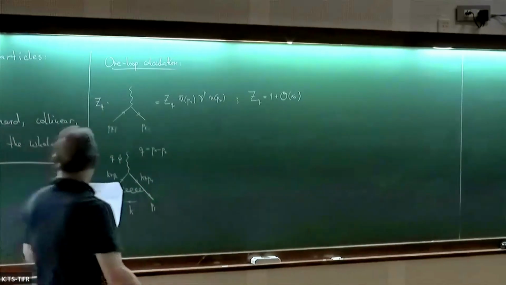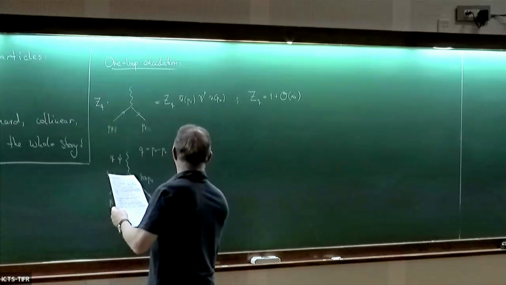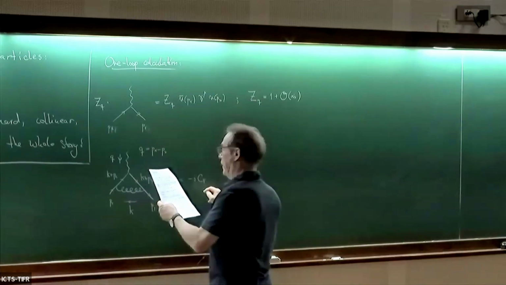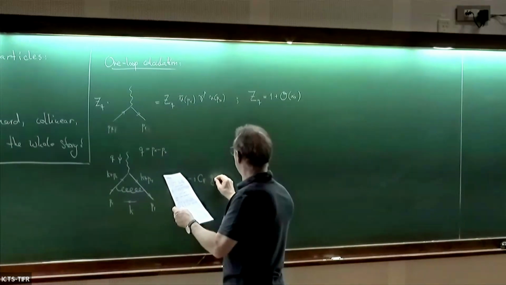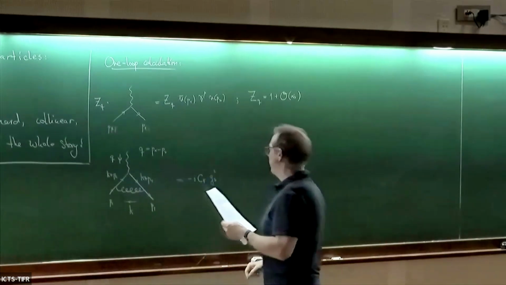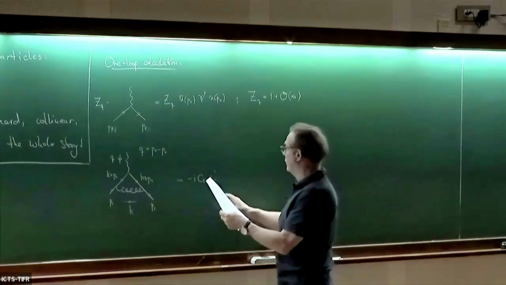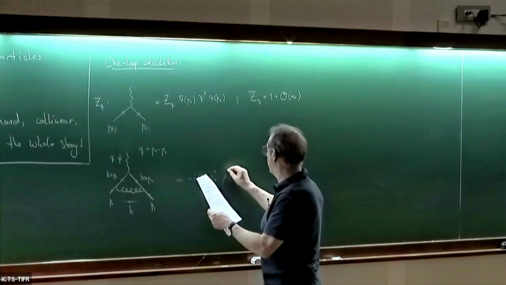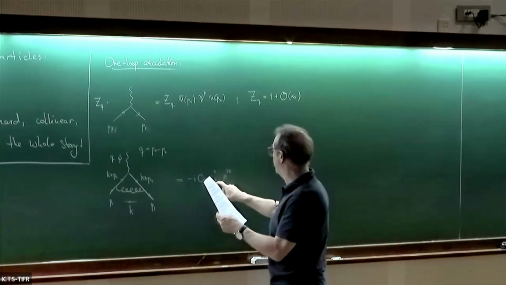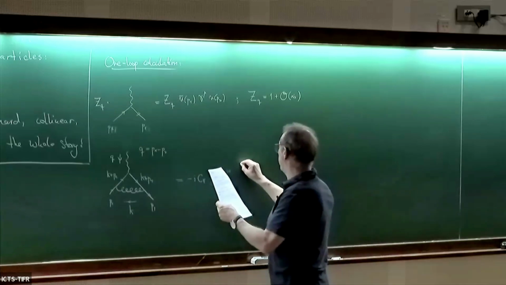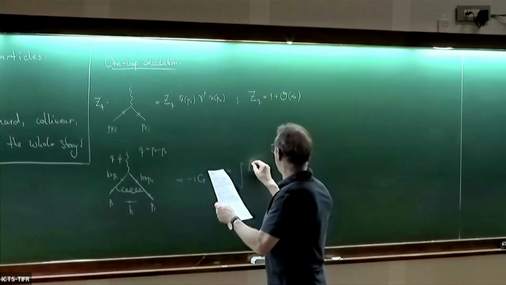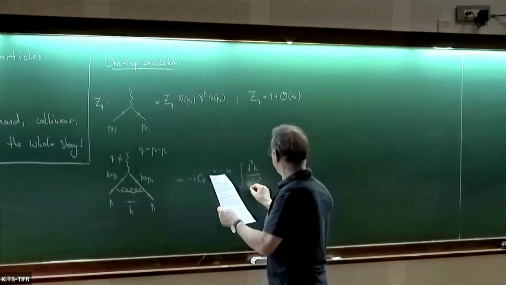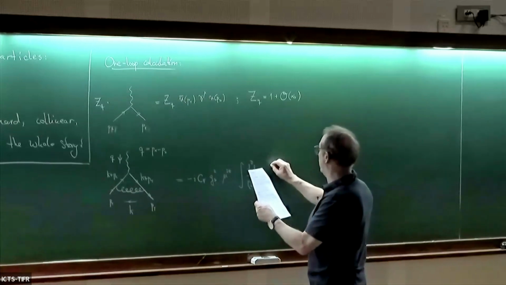So you can work out what this diagram is. Unfortunately, it always takes so much time to do these things on the blackboard, but you get a color factor, which is CF, 4/3 in QCD. You get 2 powers of the strong coupling. We get in dimensional regularization a factor of mu to the 2 epsilon from the renormalization of the coupling, and then an integral d^d k over 2 pi to the power d. The d is the dimension of space-time.